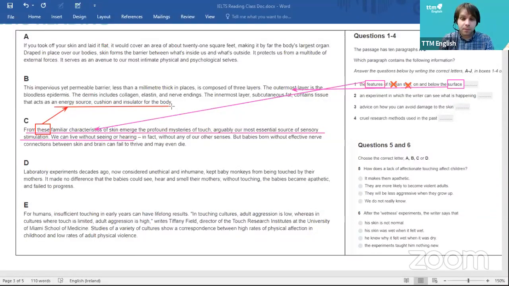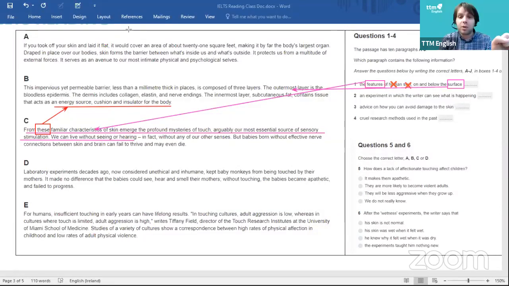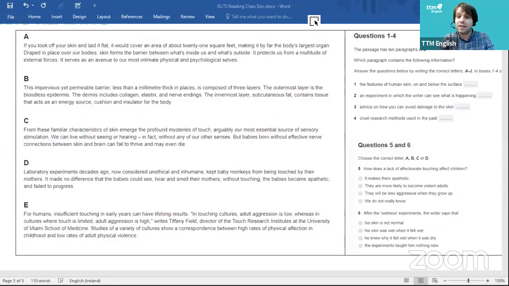Okay, so it can't be C, right? Because C has a keyword, John, but it's saying that it's relating to B. So I'm going to put the answer B here. Unless, can anyone else see any synonyms? No? Exactly. Okay, so we're going to say the answer is B. And that is correct. Features of human skin and below the surface, right? The answer is B. Okay, this is the kind of way you do it.